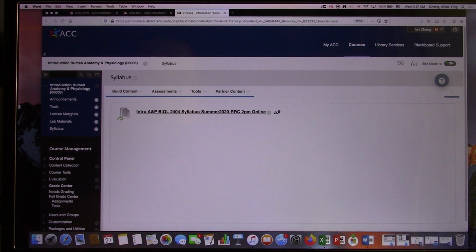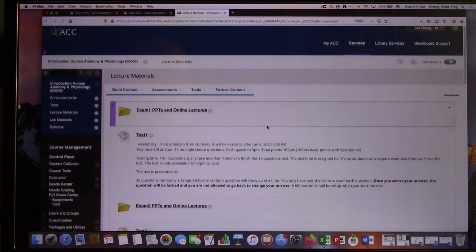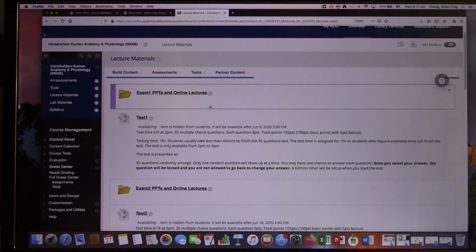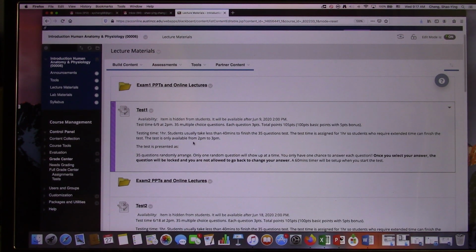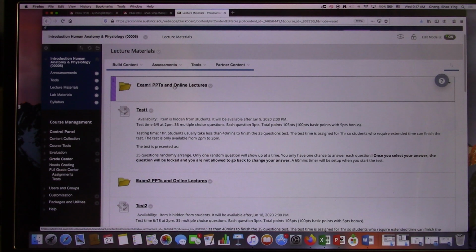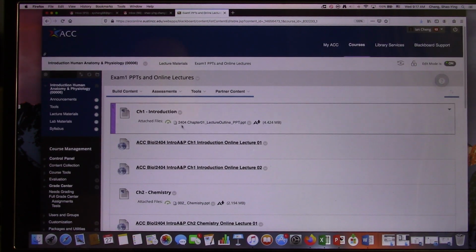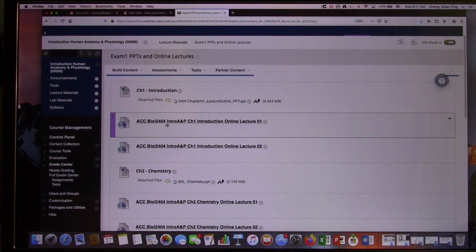The lecture materials are all here. You click on them, and you'll find it's all organized by different units. For the exam 1 unit, you go to this folder. You click this, and it gives you the PowerPoint. This is the first lecture PowerPoint, and the lecture has already been recorded and posted on YouTube.